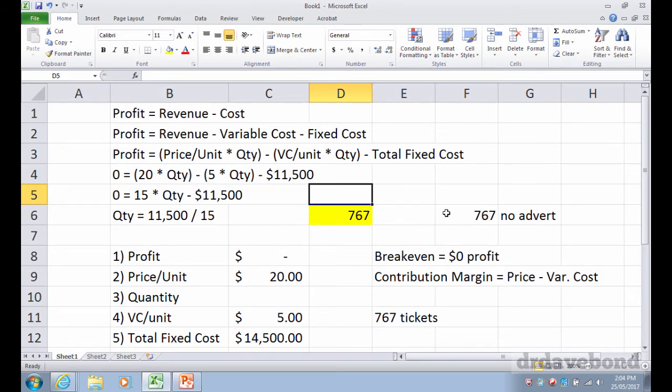Anyone figure it out? $967. So with $3,000 of advertising, we need to sell another 200 tickets just so that advertising pays for itself. So that advertising has got to be pretty good if it needs to get at least 200 extra people in.